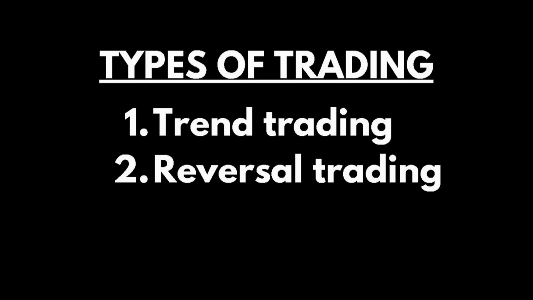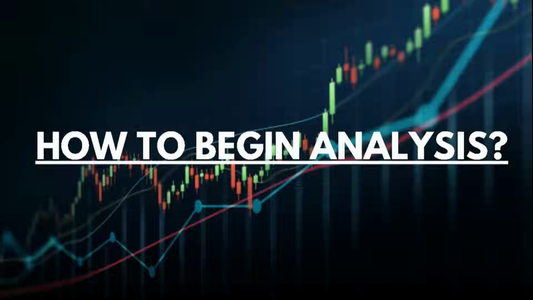Reversal trading means if the current trend is going upside and it changes to the downside at the top, you catch the top and sell the markets. And if the market is going down and it just reversed to the uptrend, you catch the bottom of the market and buy the market. So those were the types of trading you can do in price action.